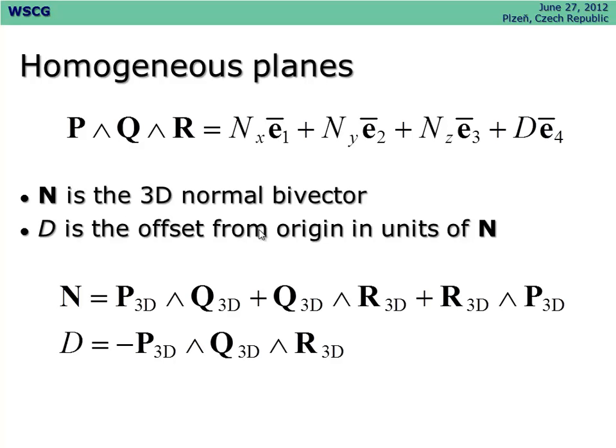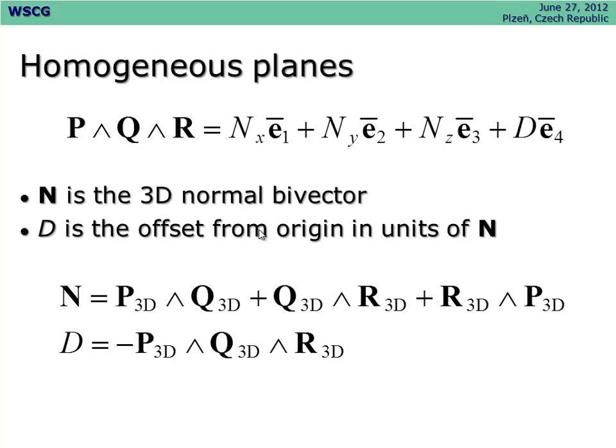The first three components, you're probably very used to this already, is the normal to the plane, and then there's a fourth component that represents the offset from the origin in units of the normal, in case the normal is not unit length. If we divide through by the W components of these three points, there's actually a very elegant formula for computing the normal and the D value that doesn't give any preference to any one of the input points. So we've got P wedge Q, Q wedge R, R wedge P. So that's every pair that you can choose out of the inputs, and then all three of them wedged together here and negated to get the D value.